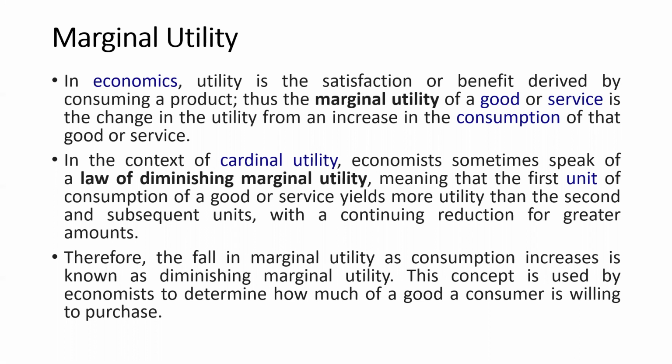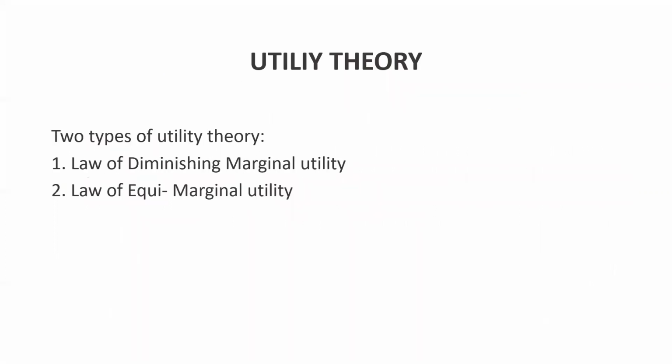utility, meaning that the first unit of consumption of a good or service yields more utility than the second and subsequent units, with a continuing reduction for greater amounts. Therefore, the fall in marginal utility as consumption increases is known as diminishing marginal utility. This concept is used by economists to determine how much of a good a consumer is willing to purchase, because the consumer's willingness to purchase a particular commodity depends upon how much utility he derives from that commodity.